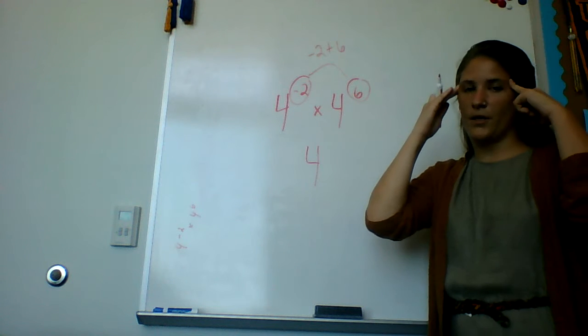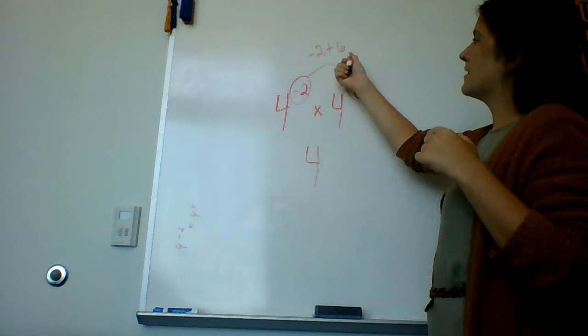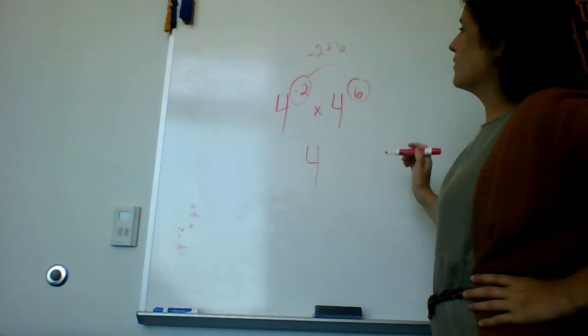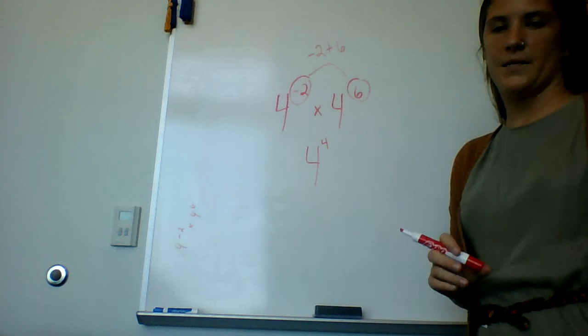Now I have to think back to my good fluency skills. Negative 2 plus 6. There's more good guys than bad guys. So I subtract. 6 minus 2 is 4. This will be a positive 4.